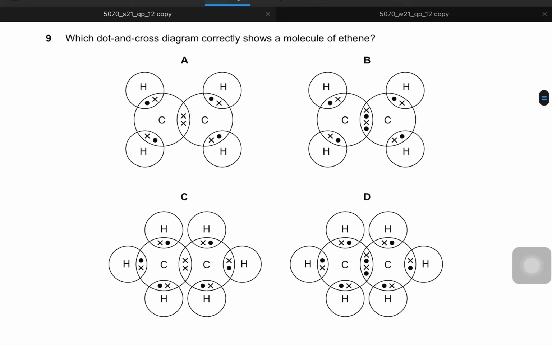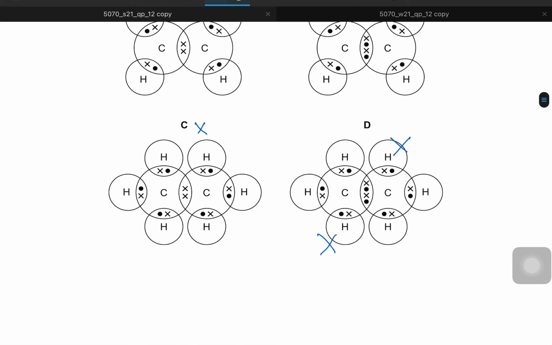Which dot and cross diagram correctly shows a molecule of ethene? Ethene has 2 carbon atoms joined together by a double covalent bond, and then there are overall 4 hydrogen atoms here. So it has to have a carbon with a double covalent bond. A is wrong, C is wrong, either B or D. Now there are 4 hydrogens. D has 6 hydrogens, that is wrong. So B for Barrows is the right answer.